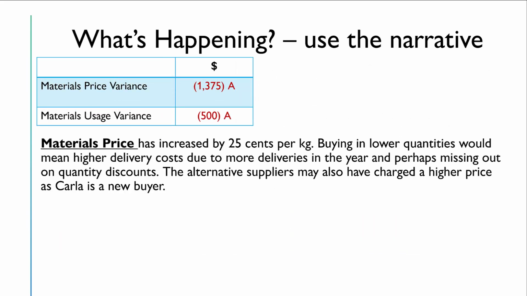So here's my narrative. The materials price has increased by 25 cents. Buying in lower quantities would mean higher delivery costs due to more deliveries in the year and perhaps missing out on quantity discounts. The alternative suppliers may also have charged a high price as Carla is a new buyer. Those are the things that you could infer from that narrative. I've taken it further. I've thought about it. I've linked it to the scenario. That's what you have to be able to do in the PM exam. You can't just say it's increased by 25 cents. You have to explain why and what the reasons could be.